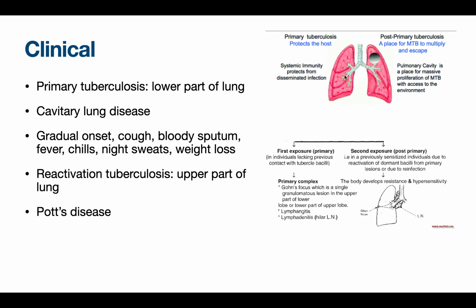Primary tuberculosis is going to affect the lower part of the lung, and it's going to cause a cavitary lung disease, so it just punches a hole into the lung. It's going to have a gradual onset, cough, bloody sputum, fevers, chills, night sweats, and present with weight loss. The reactivation of tuberculosis is going to move upwards and affect the upper part of the lungs. It's also known as Pott's disease.